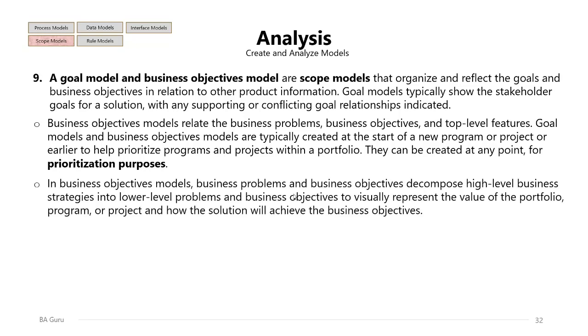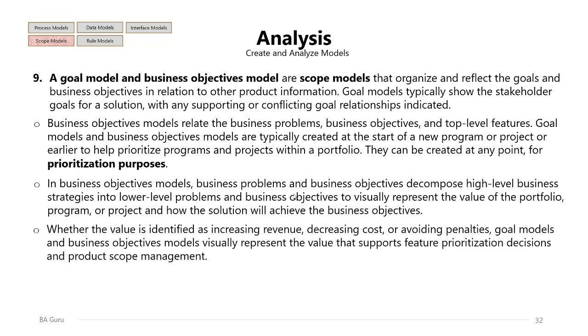In business objectives models, business problems and business objectives decompose high-level business strategies into lower-level problems and business objectives to visually represent the value of the portfolio, program, or project, and how the solution will achieve the business objectives. Whether the value is identified as increasing revenue, decreasing cost, or avoiding penalties, all these are examples of values identified. Goal models and business objectives models visually represent the value that supports feature prioritization decisions and product scope management.